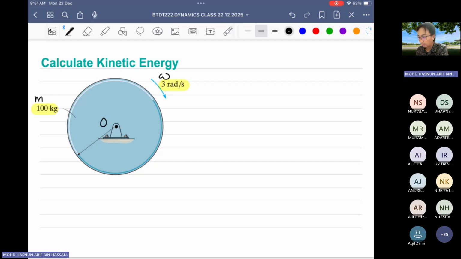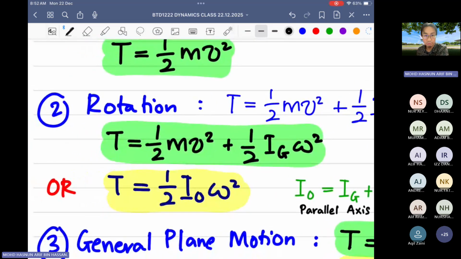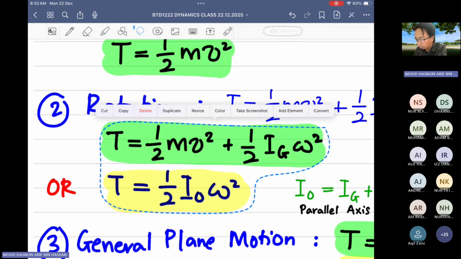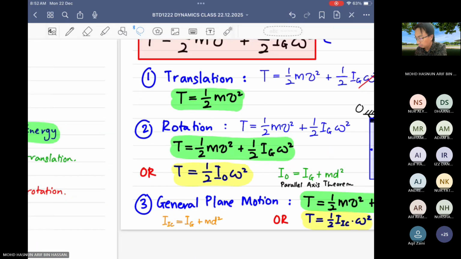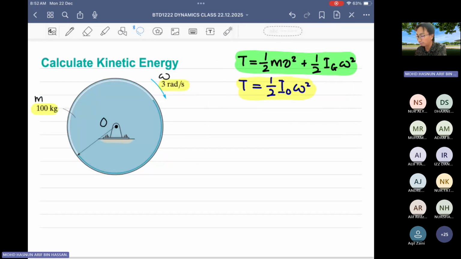Okay, so let's go back to the formula. So we have identified that this is rotation. So when you look at the rotation formula, we have two options. It's either to use 1 over 2 mv square plus 1 over 2 Ig omega square, or we can use 1 over 2 Io omega square. So let's copy this formula and bring it to the other side. Okay, so this is the formula that we have.